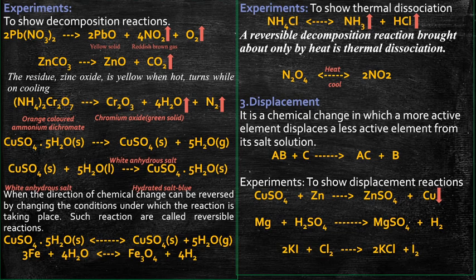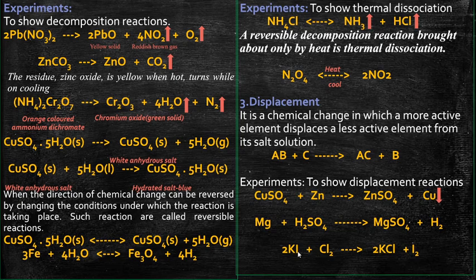Okay, another example we can use is magnesium reacting with sulfuric acid. It forms magnesium sulfate plus hydrogen gas. So magnesium displaces hydrogen. And this third one is potassium iodide reacting with chlorine. In this, chlorine displaces iodine to form potassium chloride and iodine. Here zinc is more reactive than copper, magnesium is more reactive than hydrogen, and chlorine is more reactive than iodine.